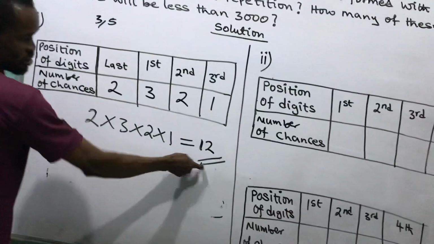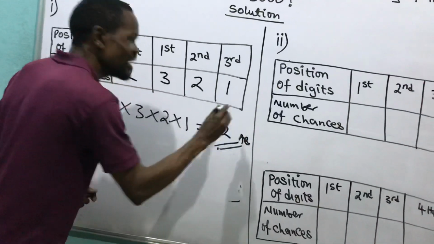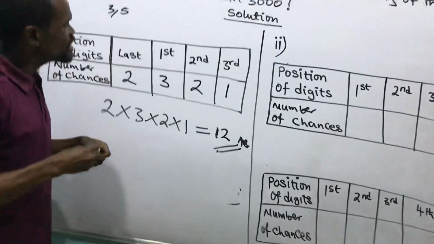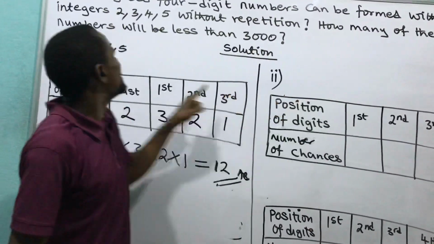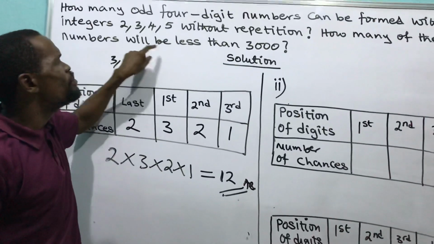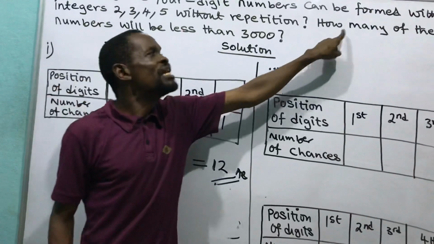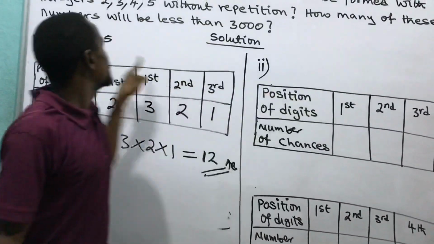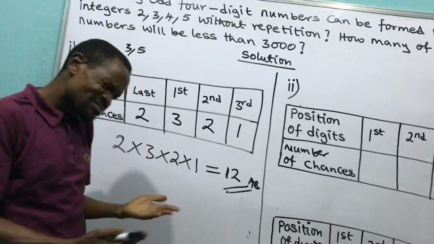So my answer to that question is 12. That's the only thing they asked us here. Then coming to the second question, it says, how many of these numbers will be less than 3,000?